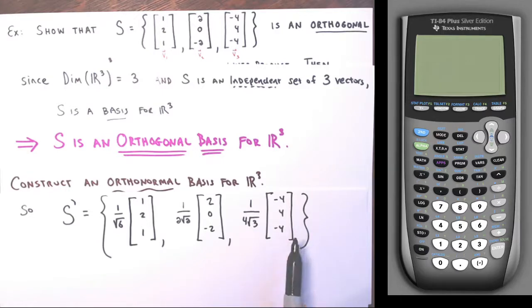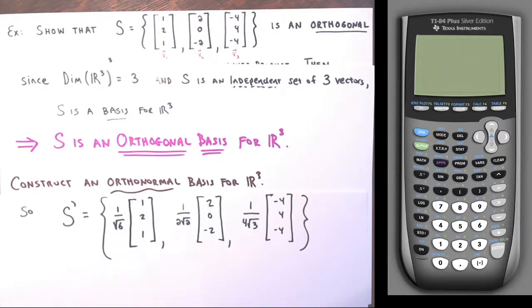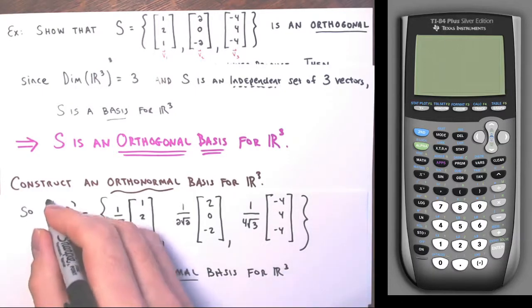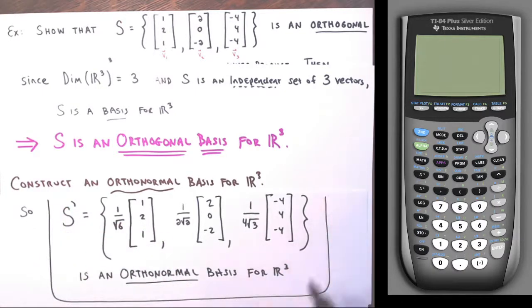This is an orthonormal basis for R3, right? It's orthogonal, the set's orthogonal, and now every vector is a unit vector. So this is an orthonormal basis for R3, right? Under the standard inner product, under the dot product.